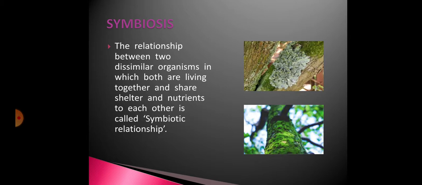Lichen is a good example of symbiotic relationship. Lichen is the association between algae and fungi. In this kind of relationship, algae provides food to fungi and fungi provides protection, absorbed water and minerals to algae.